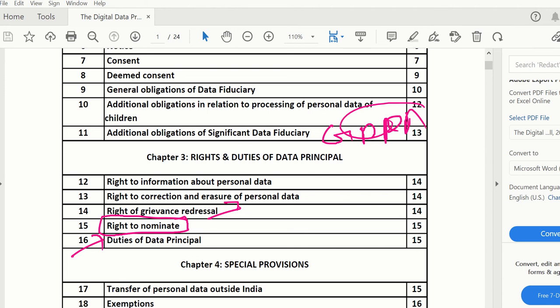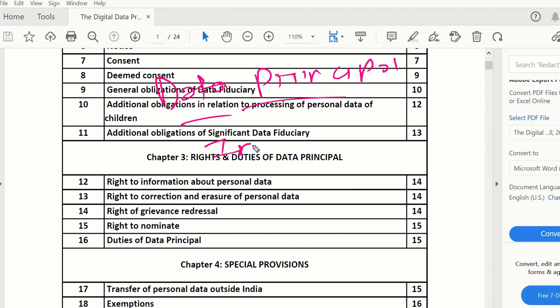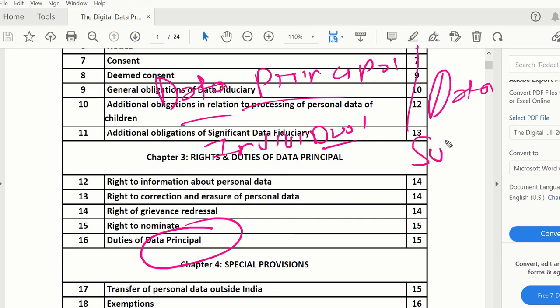Now, duties of the data principals. There are multiple terms you are seeing, like data principals. In GDPR, we talk about the data subject. What is this data principal? This is the individual whose data we are collecting. The individual whose data has been collected is called the data principal. In the same way, GDPR calls it a data subject. Data subject and data principal are the same thing: the individual whose data has been collected or processed.